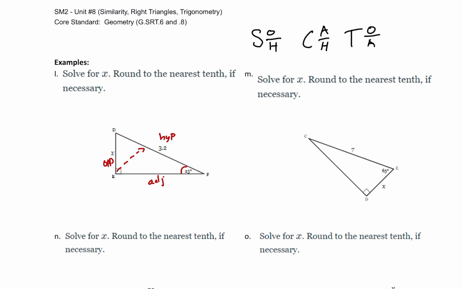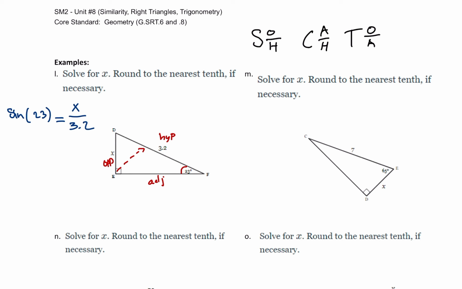Now for the new stuff, we're going to be setting up an equation. I'm going to start by saying the sine of my angle, and my angle is given to me. Remember, it's this 23 degrees. So the sine of 23 is equal to my ratio, just like I did last time. Opposite over hypotenuse. The opposite is x, and the hypotenuse is 3.2. So x over 3.2.